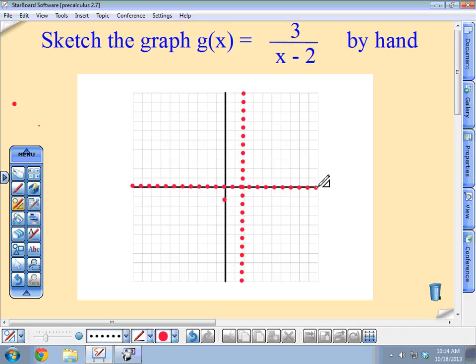And then step number 6, plot at least one point between and one point beyond each x-intercept. That means just plot any point on either side of that vertical asymptote. So we can pick any place. Let me just get a different color for that, just because we don't want it to be the same color as our asymptotes.